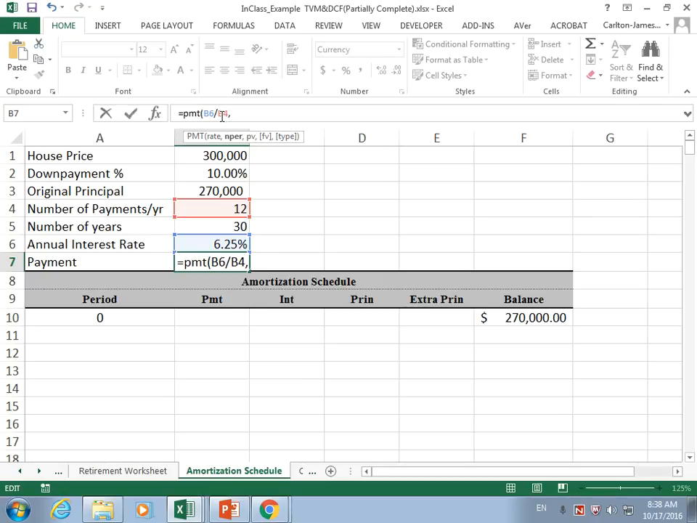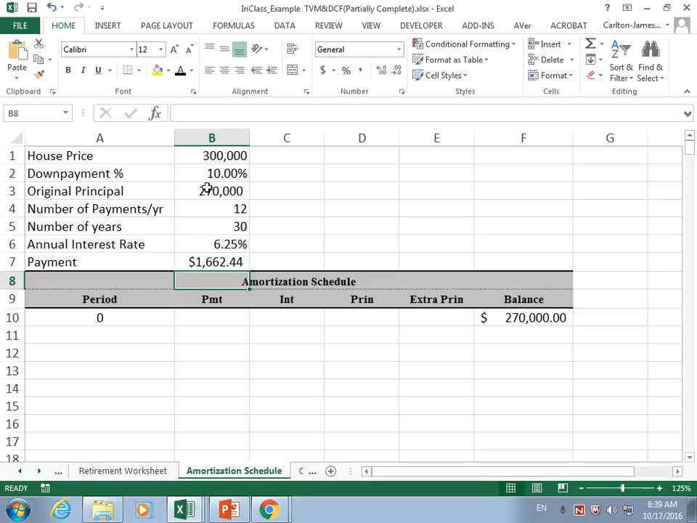Our number of periods is now this times this. So now it's essentially 30 years times 12, so that's 360. Is that right, Olivia? Yes. Okay. Our present value is the principal amount, which is this down payment. Our future value is 0. And for simplicity's sake, we're going to assume that you are paying at the end of each month. So this is 1662 per month.